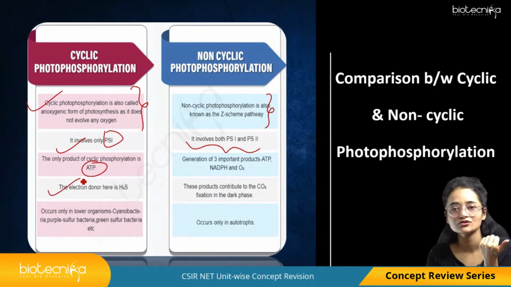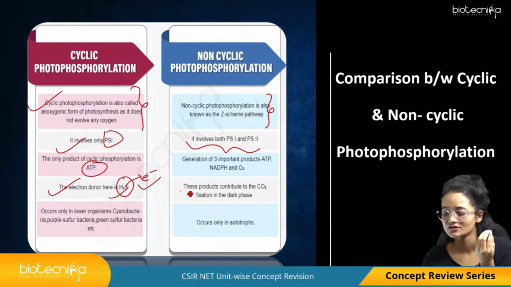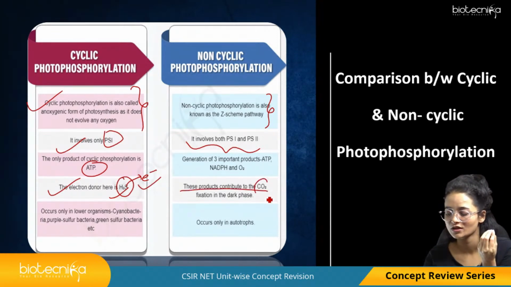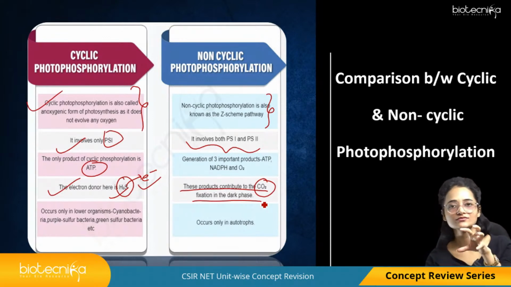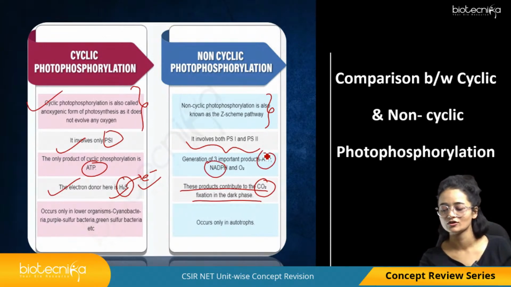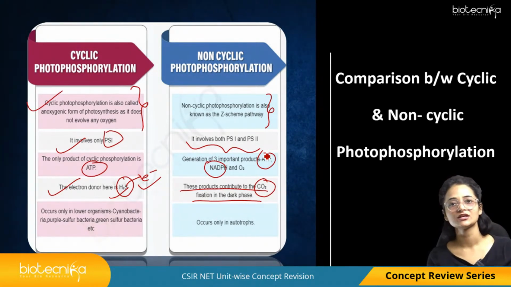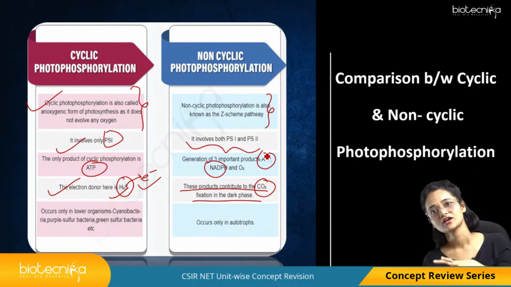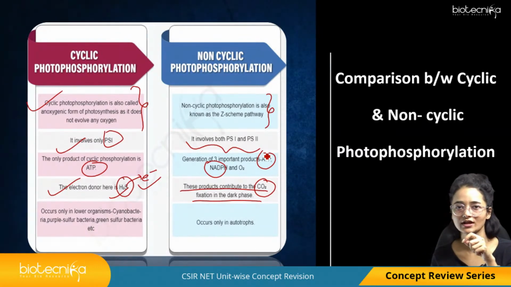Then comes the electron donor. Here it is H2S. So sulfur H2S is basically the electron donor here. From the sulfur molecule, the electron is being transferred, right? And these products contribute to carbon dioxide fixation in the light independent reaction. The energy carrier molecules ATP and NADPH, which are produced in non-cyclic photophosphorylation, are used in carbon dioxide fixation in the Calvin cycle, right? Which is a part of the light independent reaction.